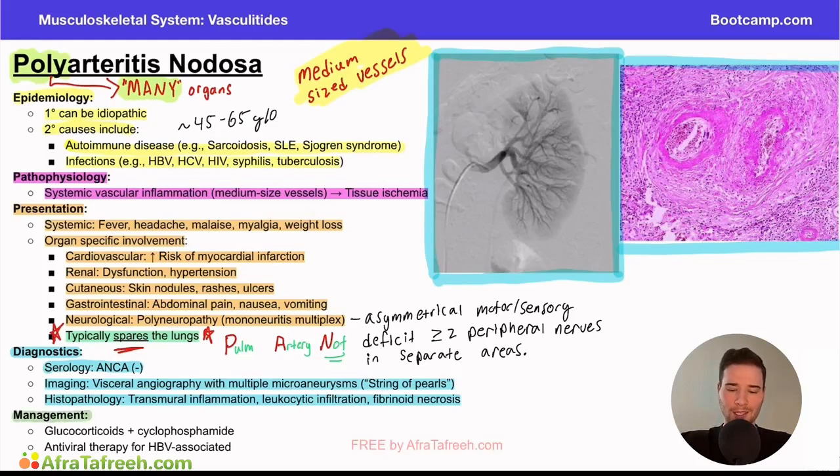Now, finally, we need to know a little bit about the management here. The main thing for these conditions is that they are inflammatory conditions. So how are we going to manage those? With glucocorticoids and potentially another medication called cyclophosphamide. Cyclophosphamide is a type of alkylating agent, which can be used in a variety of different autoimmune conditions or even some cancers.